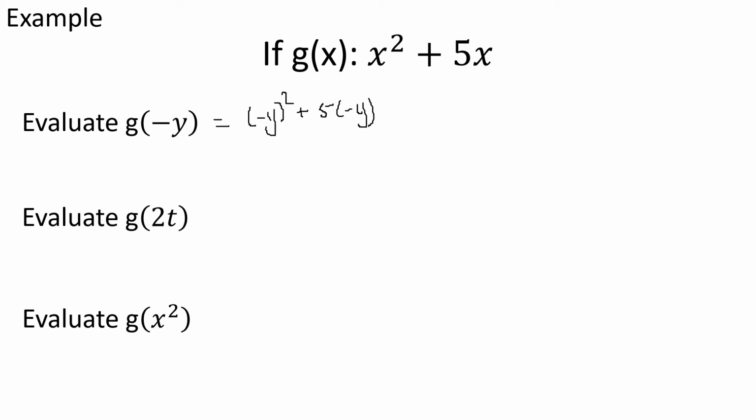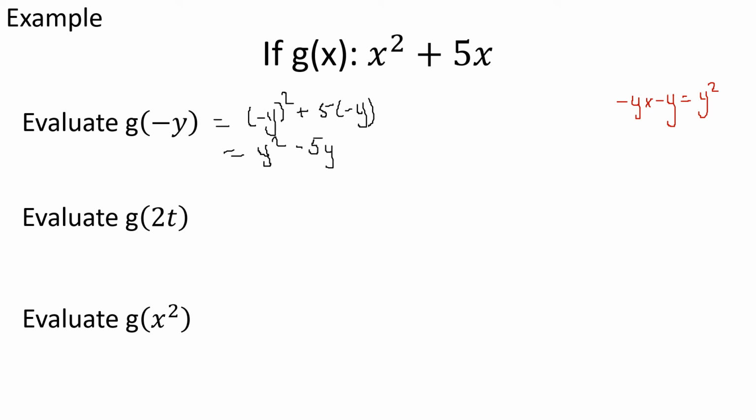So remember with quadratics, if we've got minus y squared, it just means we have minus y times minus y, which would just be y squared. So remember, minus times a minus cancel out, we get positive. Y times y would just be y squared. So our next line, we'd have y squared, and then you have minus y times 5, so you'd have minus 5y.